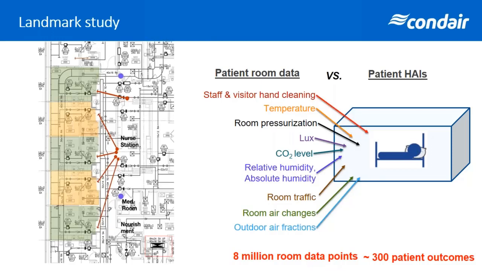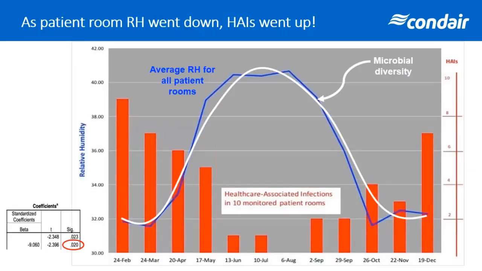The study that I'm going to tell you about looked at the room data that you can see listed there: hand hygiene, temperature, pressurization, and so on, indoor and outdoor relative and absolute humidity. You can see the list of parameters. We had about 800 environmental data points and about 300 patient outcomes. So we sent all of these data points off to our statistician to see which indoor parameters might be associated with infections.